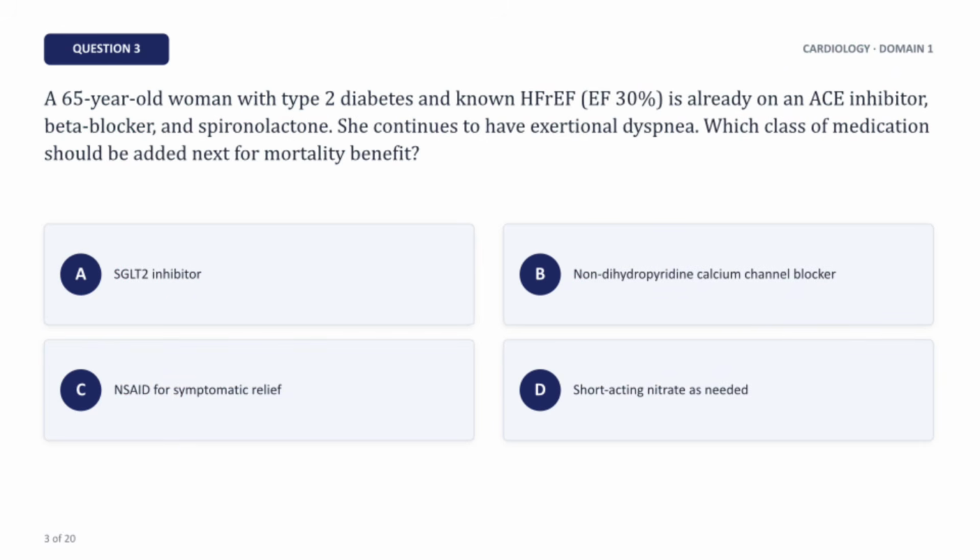Question number 3. A 65-year-old woman with type 2 diabetes and heart failure with reduced ejection fraction is already on an ACE inhibitor, beta blocker and spironolactone. She continues to have exertional dyspnea. Which class of medication should be added next for mortality benefit? Option A. SGLT2 inhibitor. Option B. Non-dihydropyridine calcium channel blocker. Option C. NSAID for symptomatic relief. Option D. Short-acting nitrate as needed.